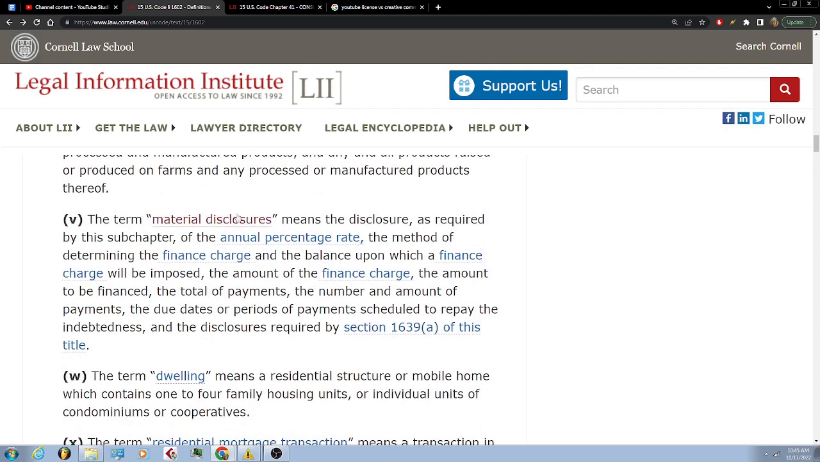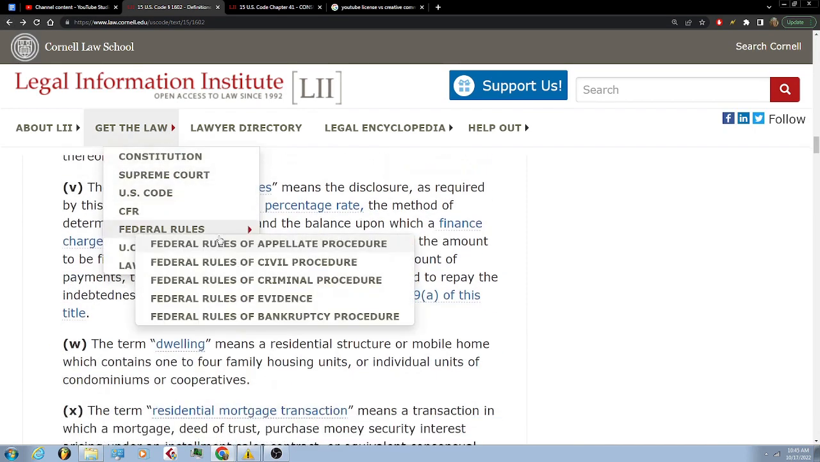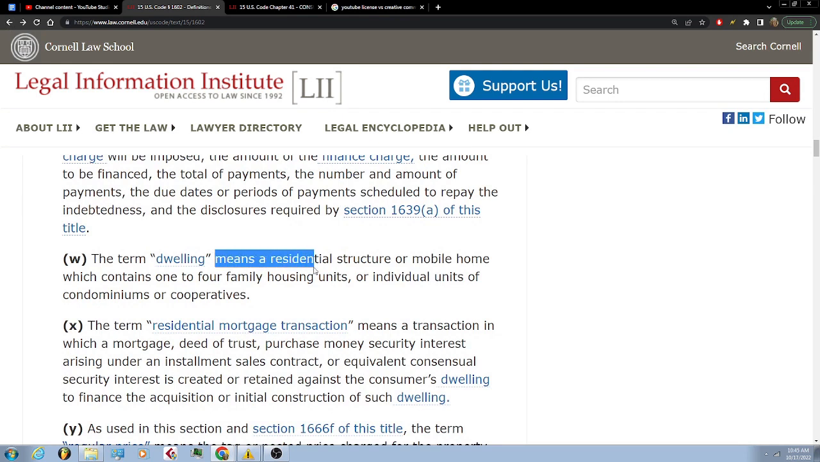V. The term material disclosures means the disclosure, as required by this chapter, of the annual percentage rate, the method of determining the finance charge, and the balance upon which a finance charge will be imposed, the amount of the finance charge to be financed, the amount of the finance charge, the total payments, the number and amount of payments, the due dates or period of payment scheduled to repay the indebtedness, and the disclosures required by 1639A of this title, disclosures, requirements for certain mortgages. We'll get there.